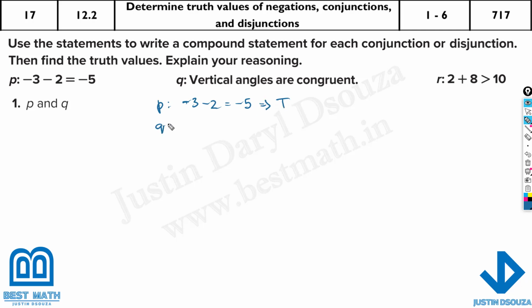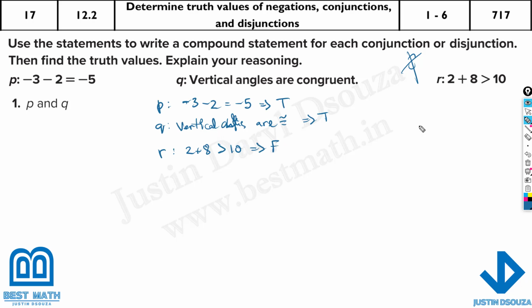What about Q? Q, vertical angles are congruent. Vertical angles, yes, they are congruent. Vertical angles are like this. They are equal to each other. Vertical angles are, you can just write, no need of short forms, are congruent. Okay, they're congruent. That is true as well. What about the last statement? Is 2 plus 8 greater than 10? That is false because 2 plus 8 is equal to 10, not greater than 10. This is false. The first two are true, but the last one is false.